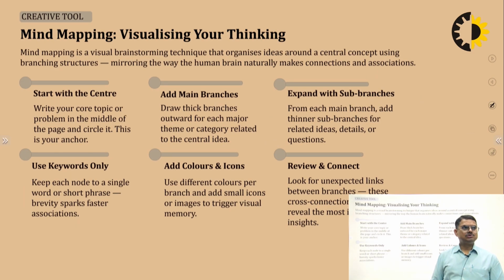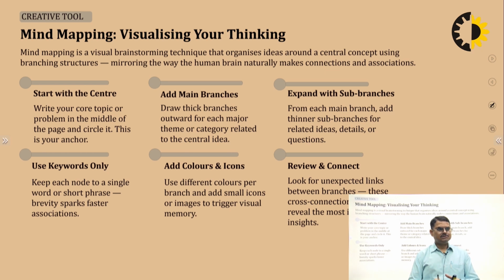So the next tool is mind mapping. That is about visualizing your thinking. Whatever we are thinking, we want to visualize how we are proceeding in getting the final outcome or output. So mind mapping is a visual brainstorming technique that organizes ideas around a central concept using branching structures.